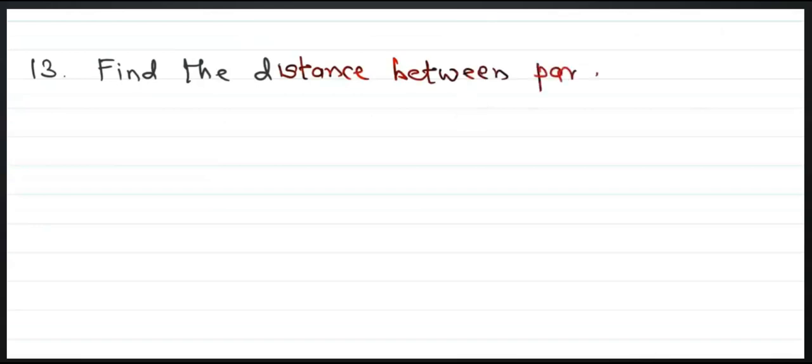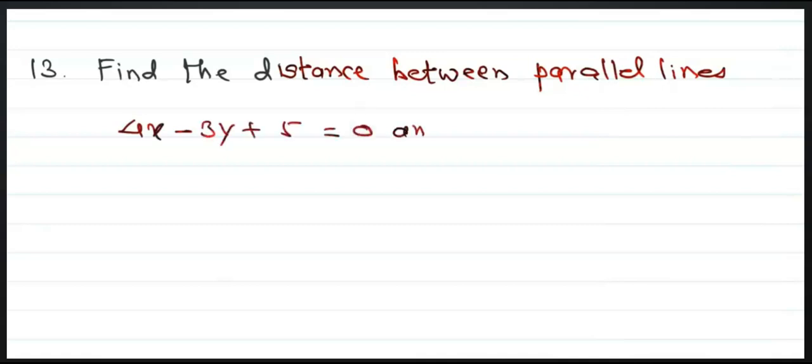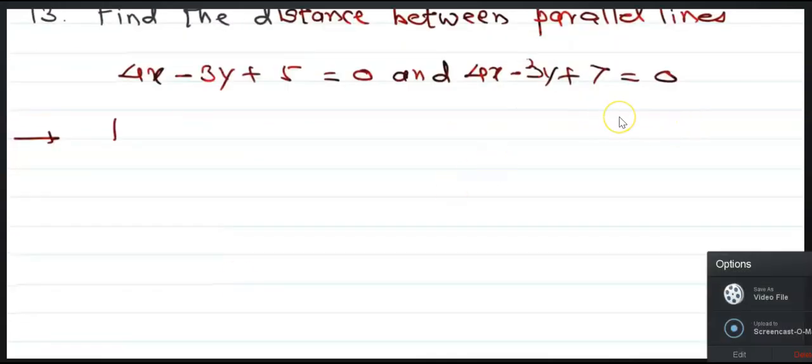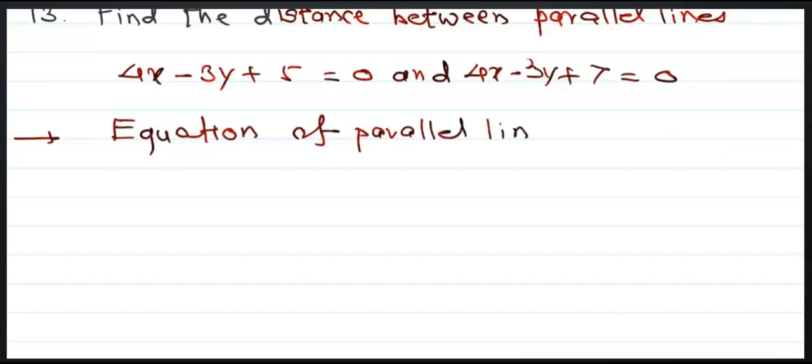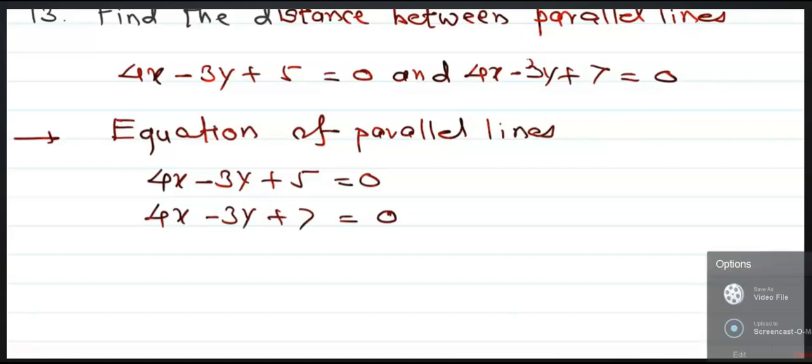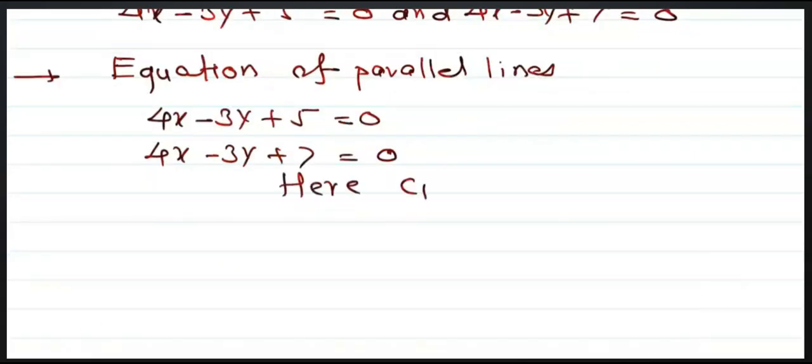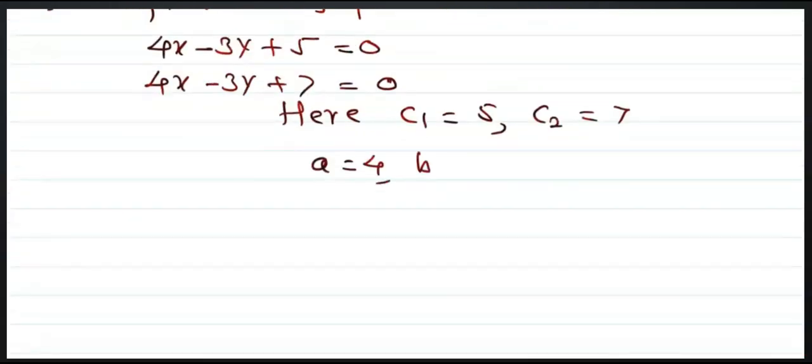Question number 13. Find the distance between the parallel lines 4x minus 3y plus 5 equals 0 and 4x minus 3y plus 7 equals 0. These are the parallel lines. Here C1 is equal to 5, C2 is equal to 7, A is equal to 4, B is equal to minus 3.